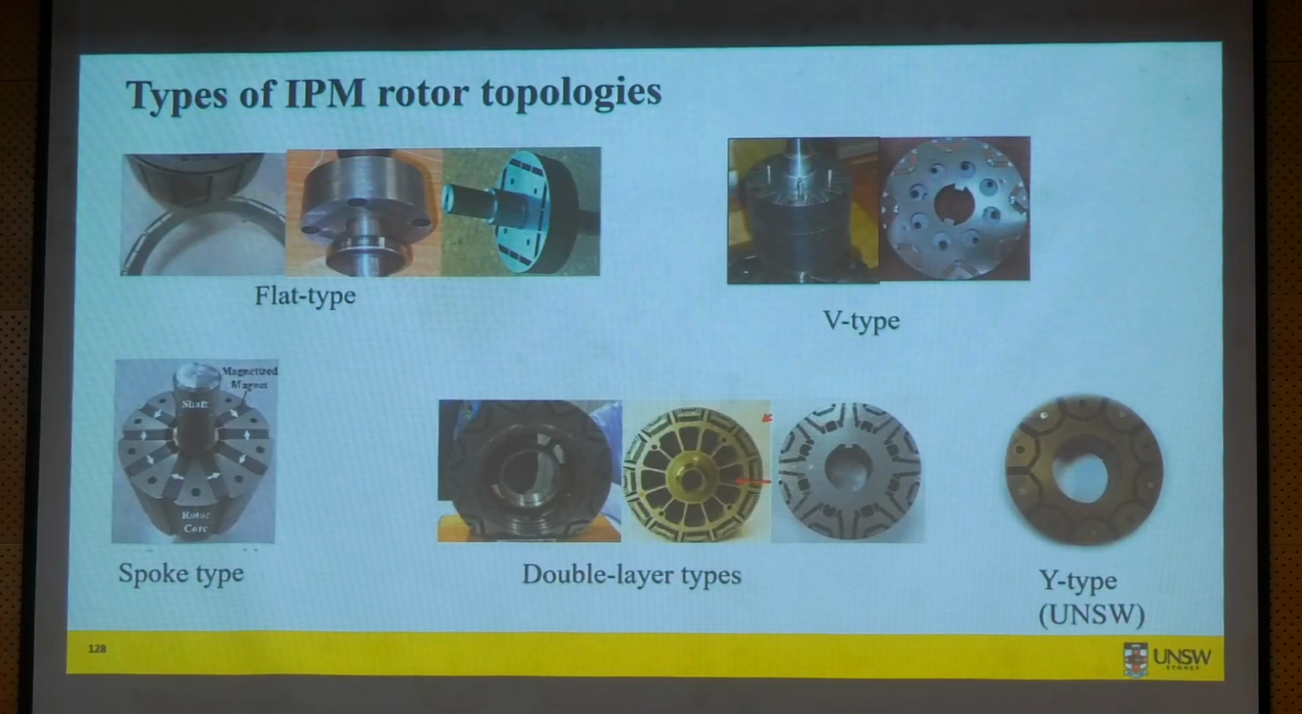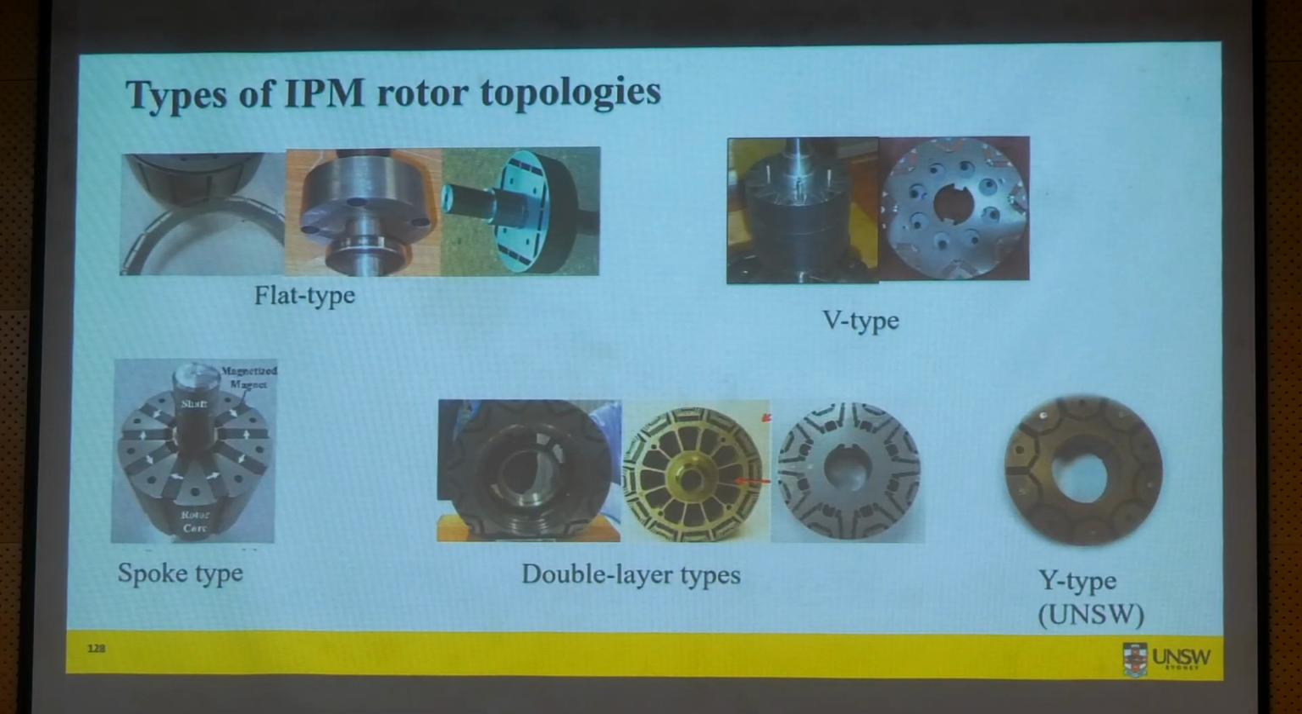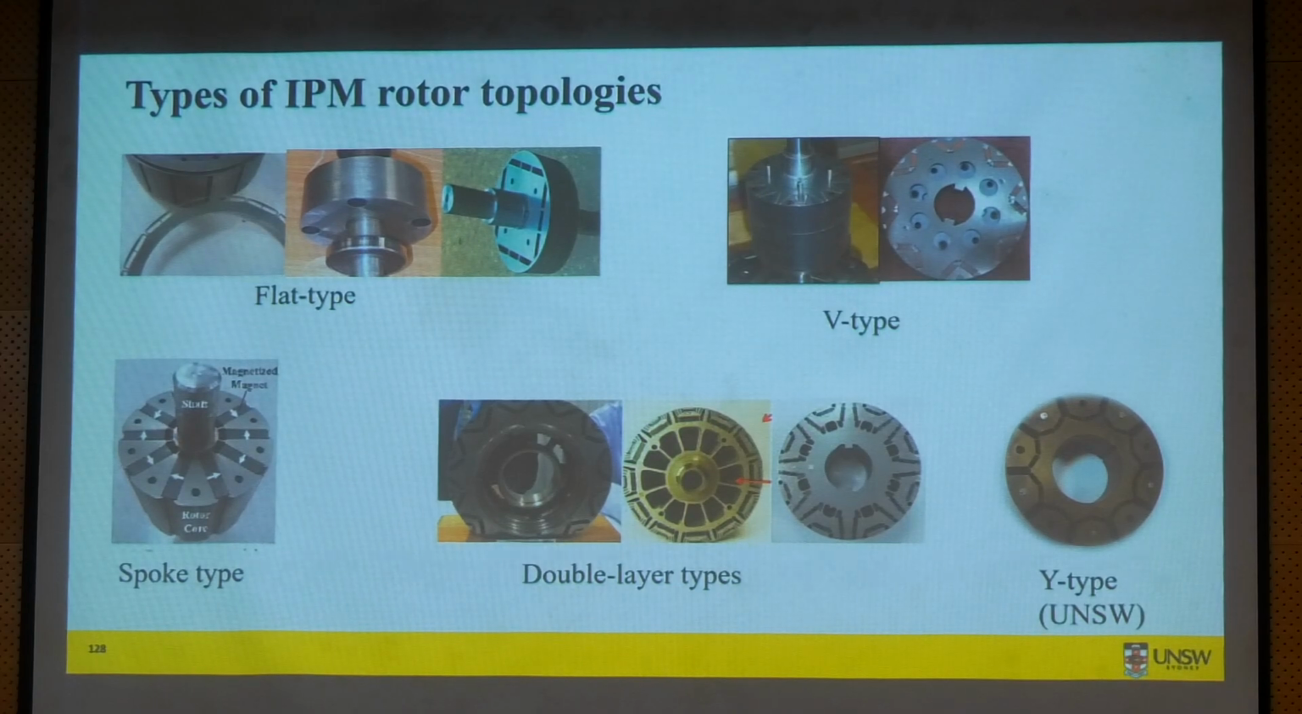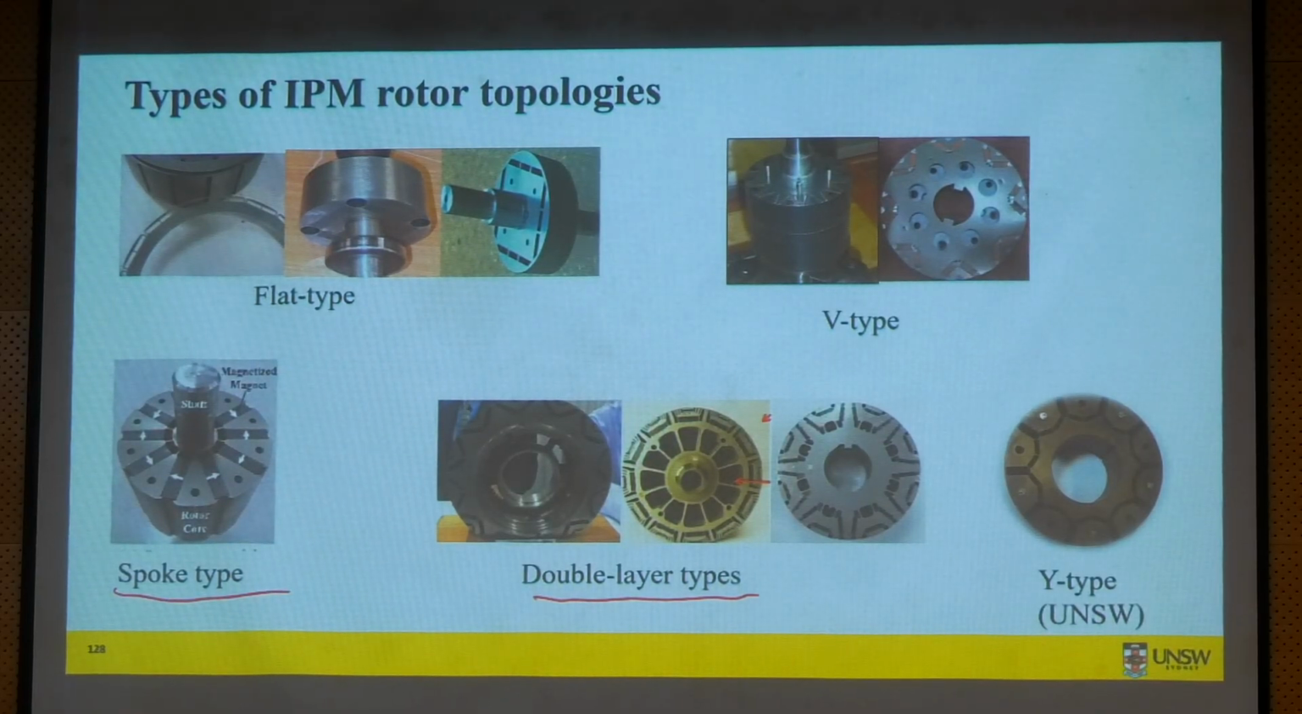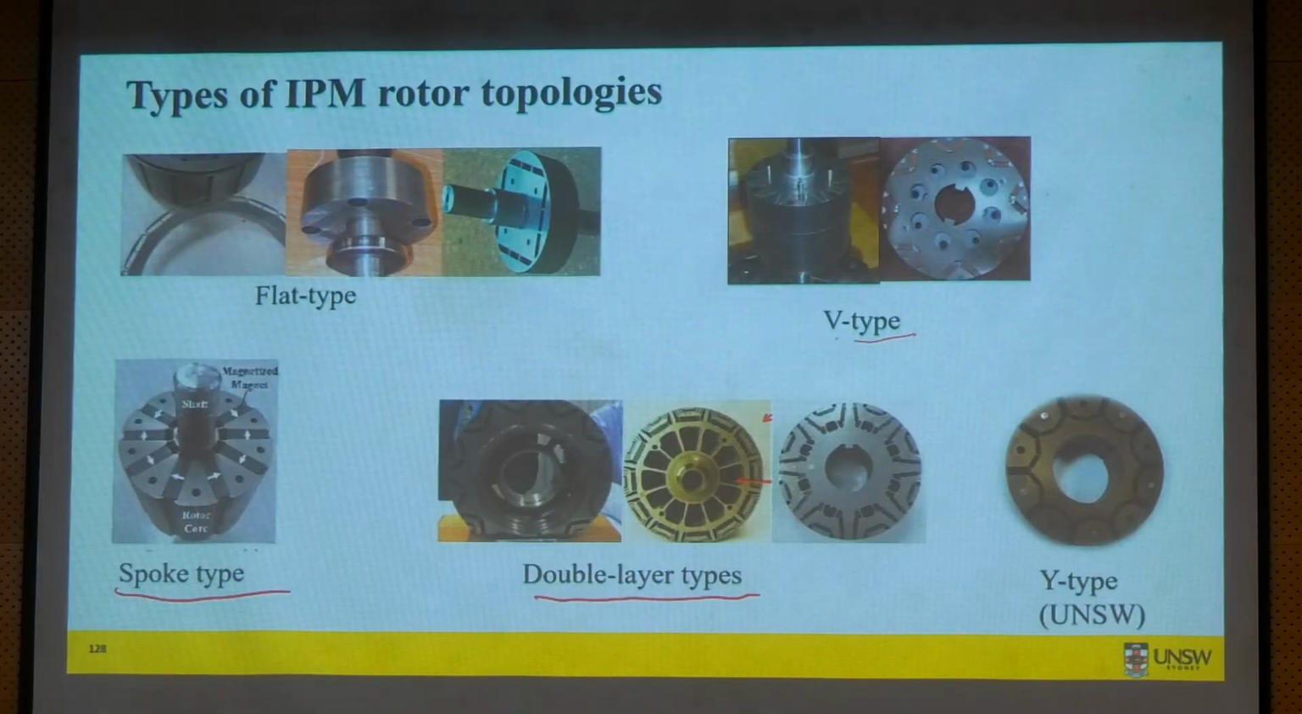Then the IPM, there is a huge amount of innovation that happened in the rotor. So many different types. Almost all automotive companies have their own version of IPM rotor topology, for different regions. Okay, the double layers are to improve reluctance torque. Spoke type improves the magnet component of the torque. V type, usually the magnet component of the torque is improved.